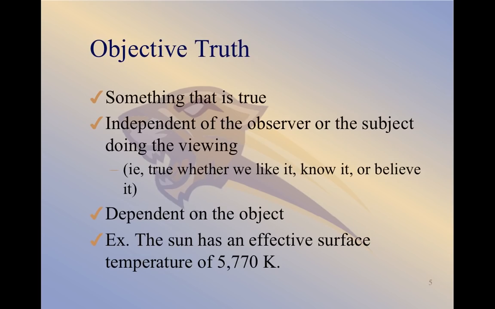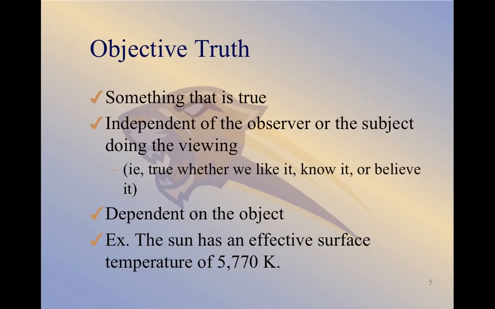In the study of philosophy and science, we come to realize that there are two different types of truth that we're going to be talking about. The first one is objective truth. An objective truth is something that is true independent of the observer or the subject doing the viewing. So what does this mean? One way to look at it is that it's true whether we like it, whether we know it or believe it. It's dependent on the object itself.